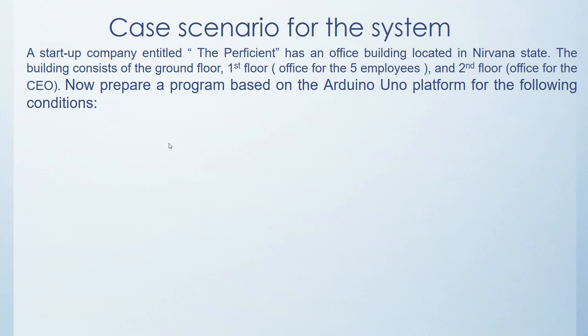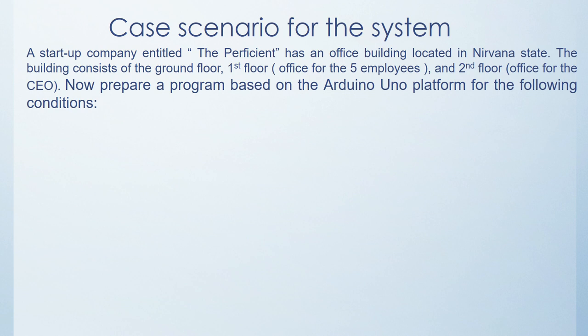According to the given question, you have to understand the steps, what case scenario is given. Based on that, you will be writing a program. As we can see, the floors are allocated for certain situations. The first floor is the office for the employees, and the second floor is the office for the CEO. It is a very small, startup company, so the number of employees and CEO is less. It is a very small system.